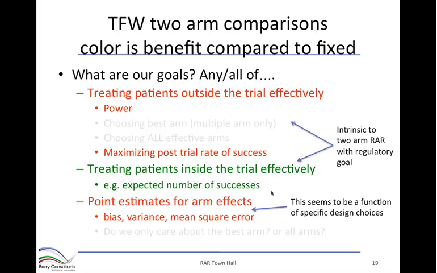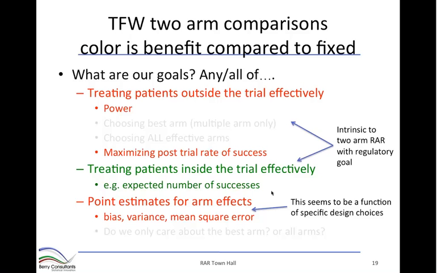RAR does treat patients inside the trial effectively. You get a higher expected number of successes. Also in this paper, for the point estimates, there are a number of issues: high variance, biases, and some imbalances, which I'll talk about in the slide. We certainly agree the power goes down. We certainly agree on treating patients inside the trial effectively. We certainly agree with the results in the study that, the way RAR is done there, point estimates for the arm effects are bad.